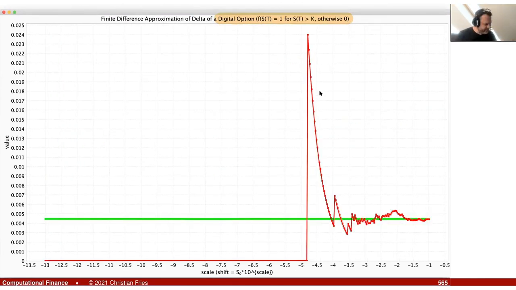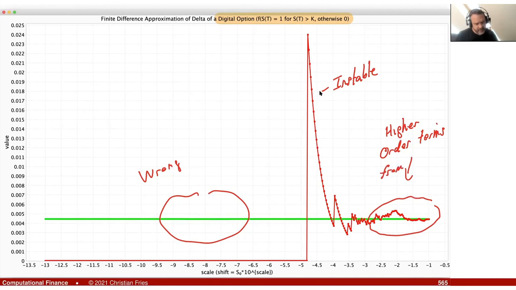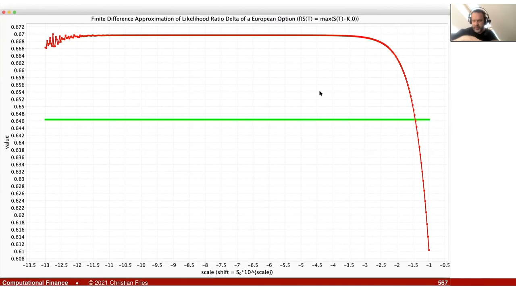For the discontinuous guy, it's here completely wrong. It is here unstable. But here it has some convergence, but you have already higher order errors from the h. Okay, if you zoom in, you see that this is a poor quality. So now if you do the same with the likelihood ratio method, you see that here you have a larger Monte Carlo error. As with the finite difference, the same for the European option, the one with the kink, the smooth one. Also a larger Monte Carlo error.